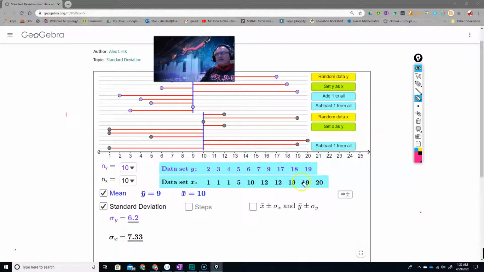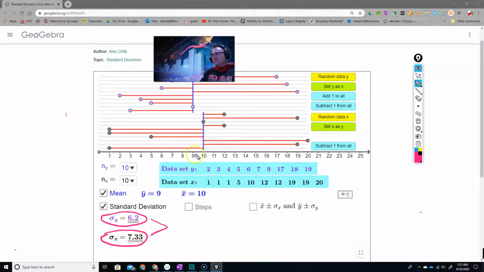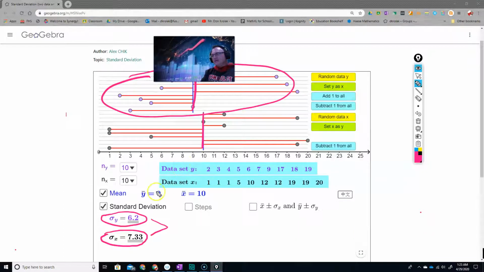But what you're looking at here is the gray points have a larger standard deviation than the purple points. So what that's telling you is that this data is more spread out with respect to its mean than the set of data up here. This data is closer overall to its mean than the data that is the gray points.